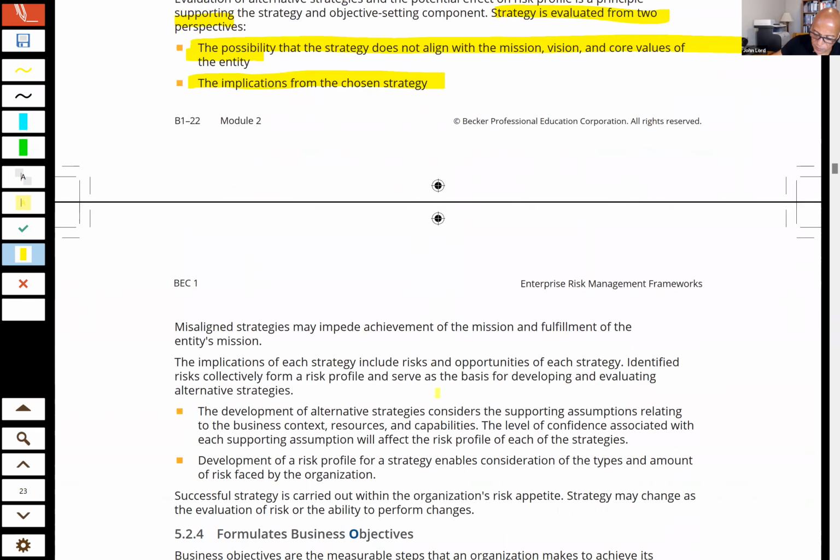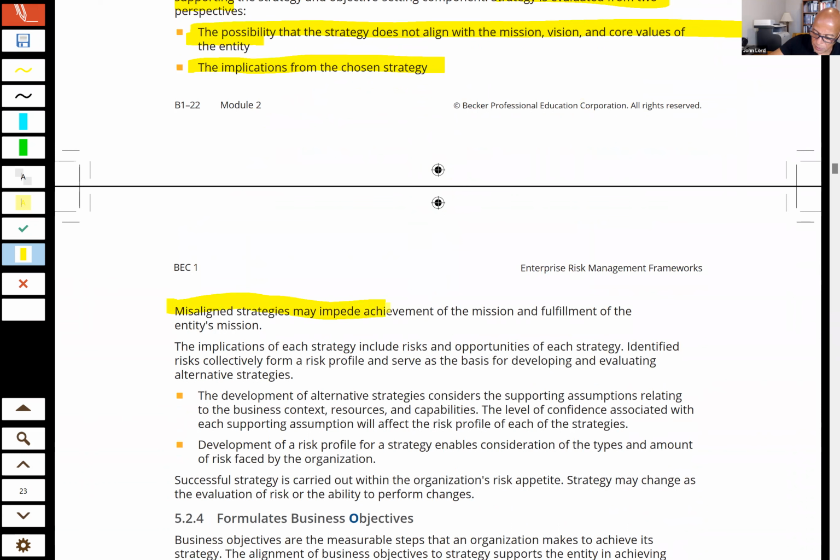And we can see here that misaligned strategies may impede achievement of the mission and fulfillment of the entity's mission. The implementation of each strategy includes risks and opportunities of each strategy. Identified risks collectively form a risk profile and serve as the basis for developing and evaluating alternative strategies.